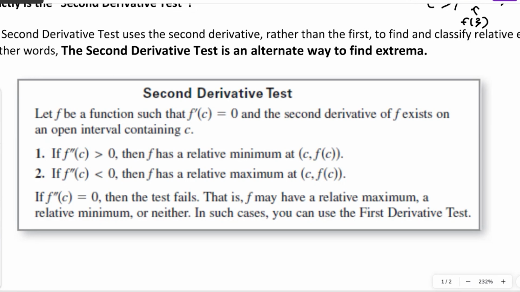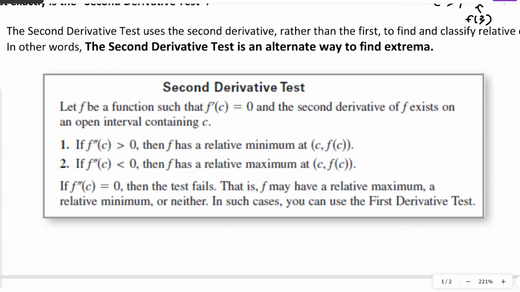Instead, just find f double prime, and if it's positive at that location, then you know you're going to have a minimum because it's concave up. If f double prime is positive, this means that we are concave up, right? In other words, the graph is making a U-looking shape. And if the second derivative is negative, then we know that the function's concave down, and therefore, if the first derivative is 0, then we have a relative maximum at that point.